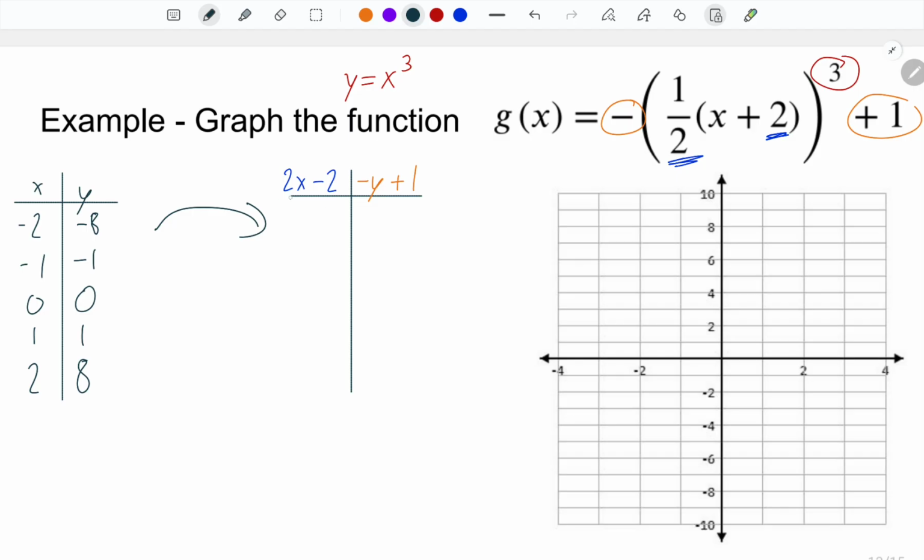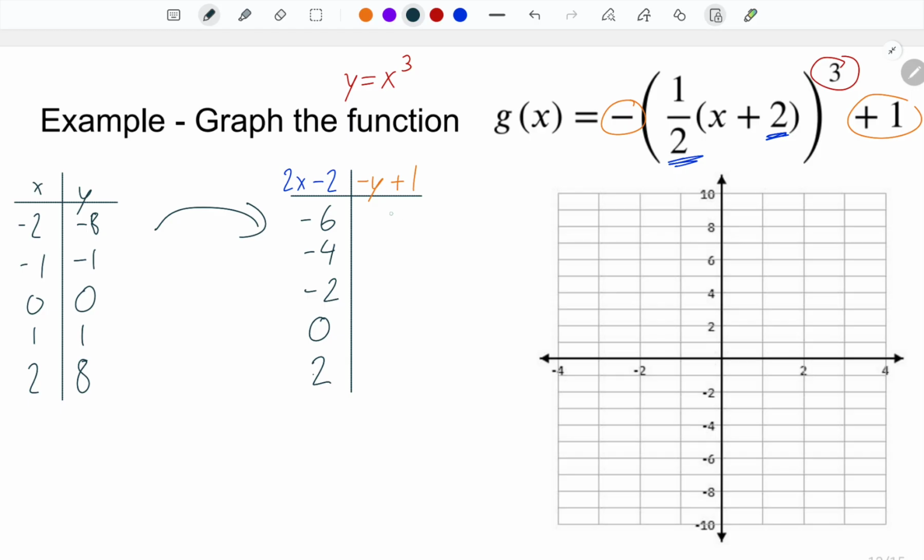So 2 times negative 2 is negative 4, minus 2 is negative 6. I'm just going to go down each column. You could go across and do a point one by one, it doesn't really matter. Negative 2 minus 2 is negative 4. 0 minus 2 is negative 2. 2 minus 2 is 0. You'll see it's a nice pattern. And 4 minus 2 is 2.